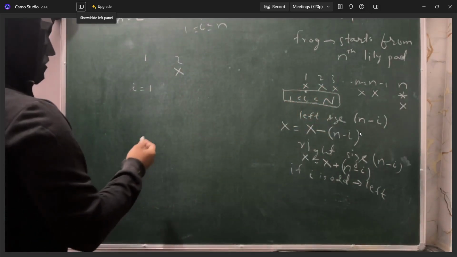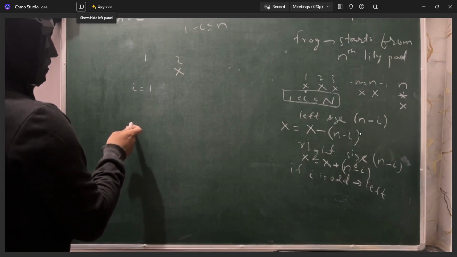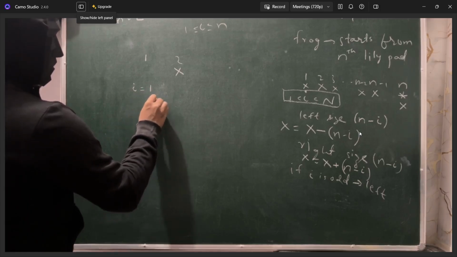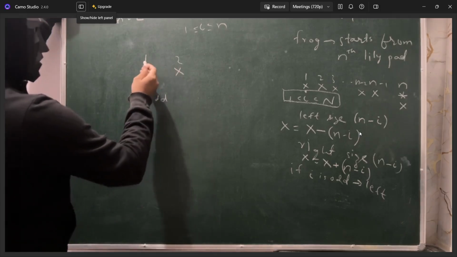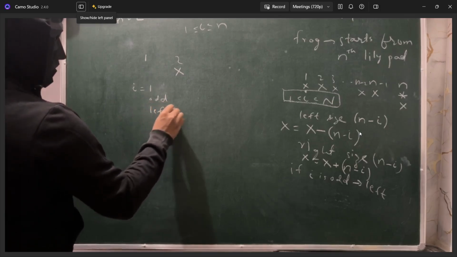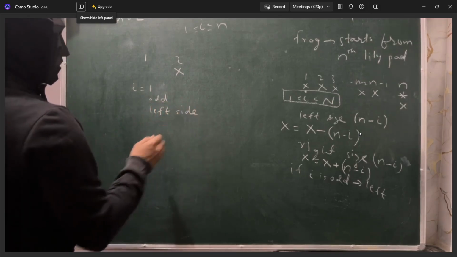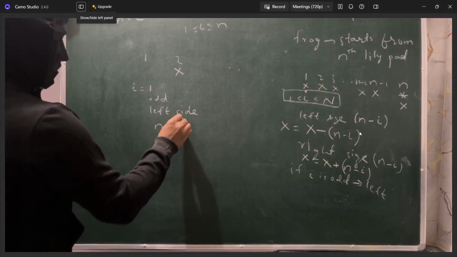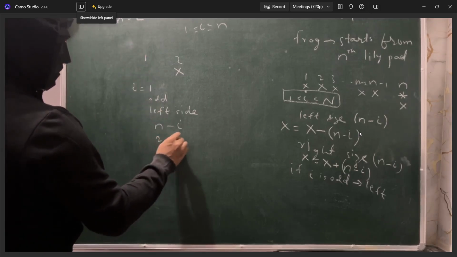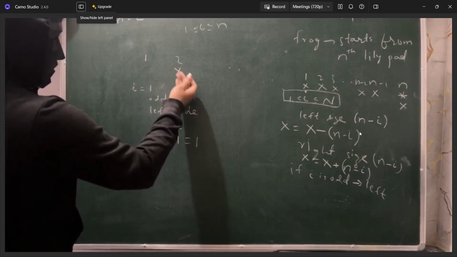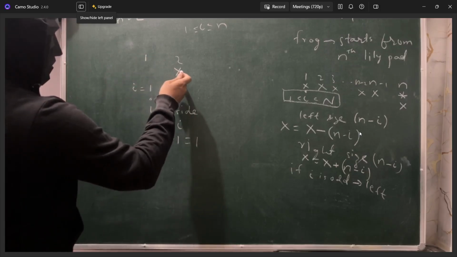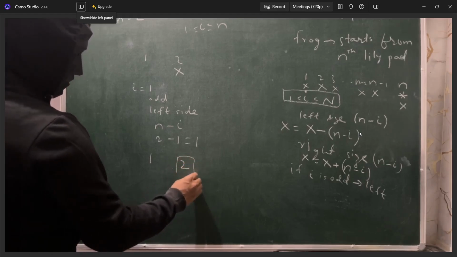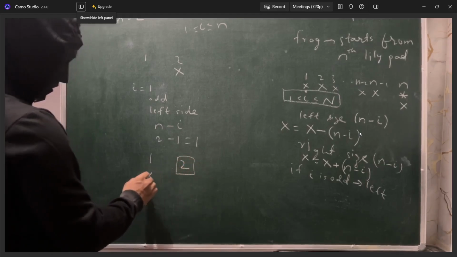So when i is 1, since this is odd, i is odd, he'll be moving left side. When he moves left side, how much distance will he be moving? n minus i distance he'll be moving. What is n? n is basically 2. What is i? 1. So one distance he'll be moving left side. So let's say now this place is already dealt with, so now your frog is here.